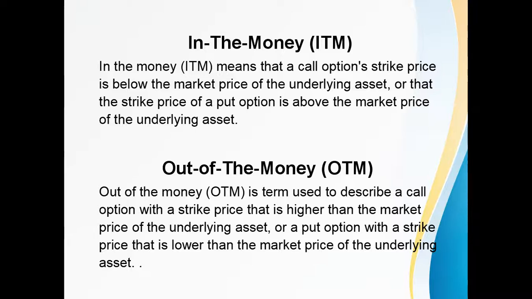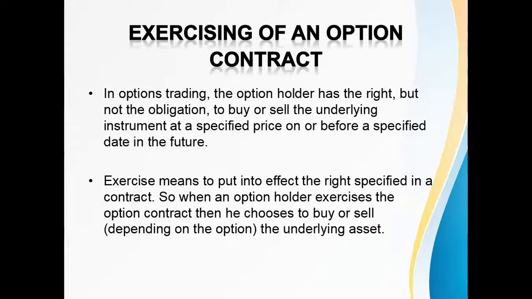Now, in the money basically shows that a certain options contract is worth exercising, and out of the money shows that the specific options contract is not worth exercising.